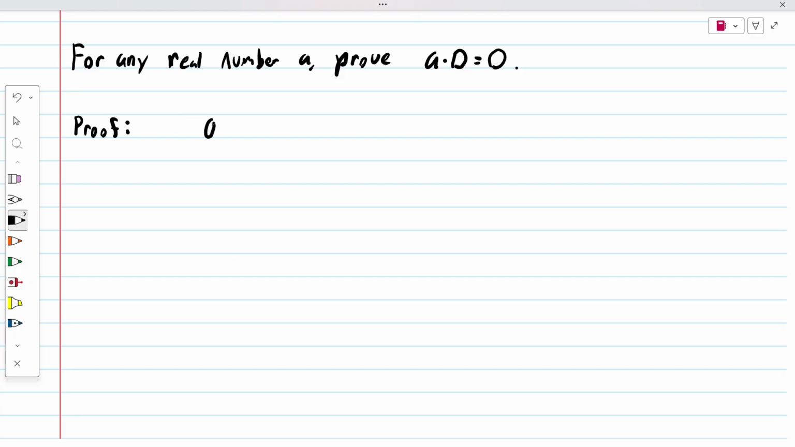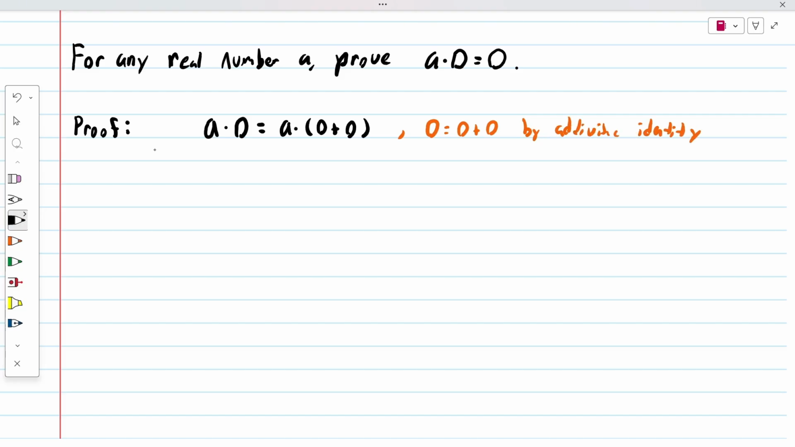We're trying to prove that a times 0 equals 0. So we have to somehow derive a sequence of statements that results in getting this equal to 0. The first thing we can do is say that a times 0 equals a times (0 plus 0). The reason we can do that is because we have the additive identity: we know 0 equals 0 plus 0 by the additive identity.